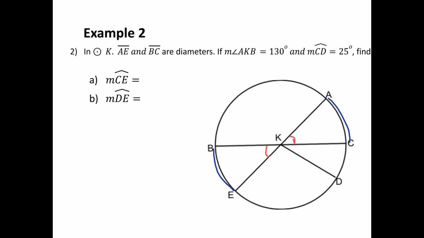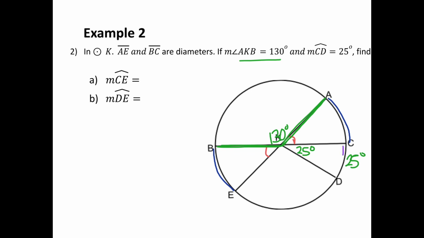It says the measure of angle AKB is 130. So I'm going to put 130 right on top of the K because it's over here, AKB. So it's this larger section over here. And it says the measure of arc CD is 25. So technically I'm going to put that out there, but because of the relationship with arc measures and their central angles, I can also put the 25 inside. And so our first task is to find the measure of arc CE.